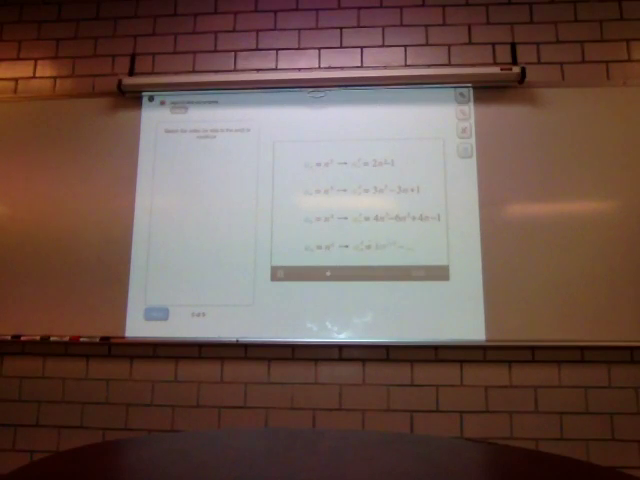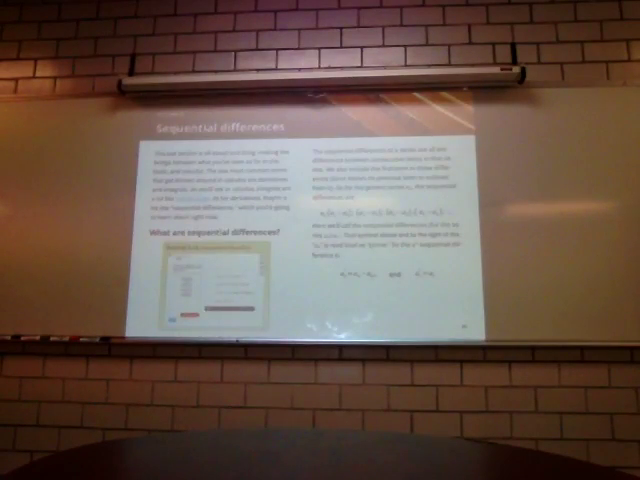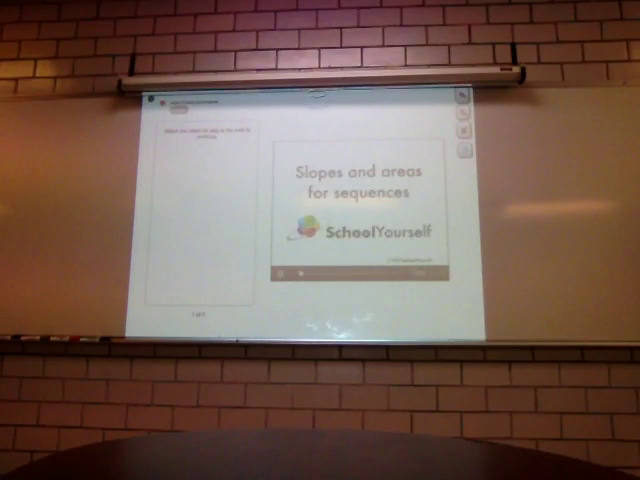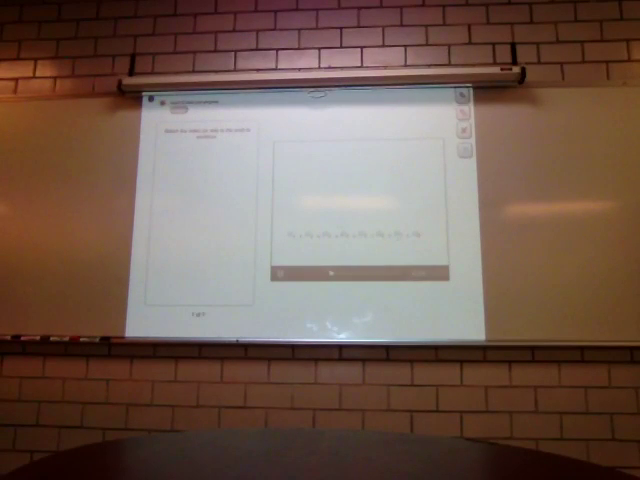Well done. It's k times n to the k minus 1. You might not think of sequences as having slopes and areas, but you'll see what we mean in a minute. Here's your typical sequence. Now let's turn each term in the sequence into a bar. The width of each bar is 1, and the height of each bar is the value of the corresponding term in the sequence. So this bar has height a1, this bar has height a2, and so on.